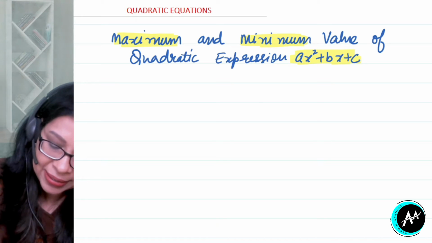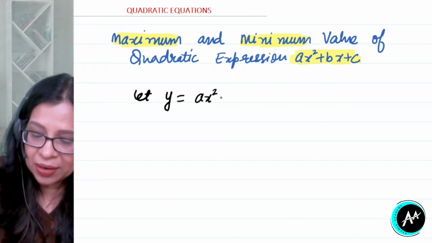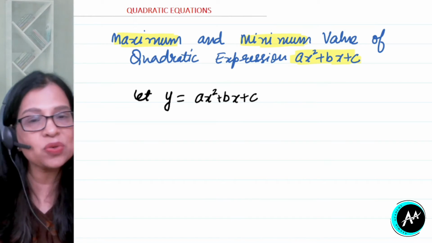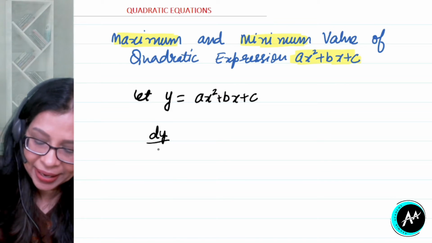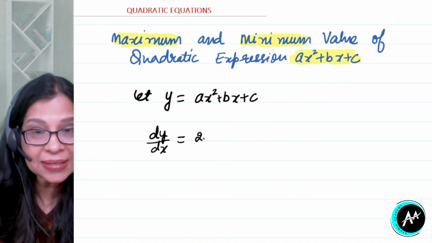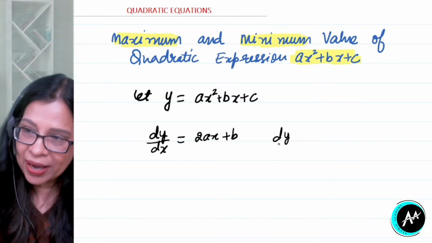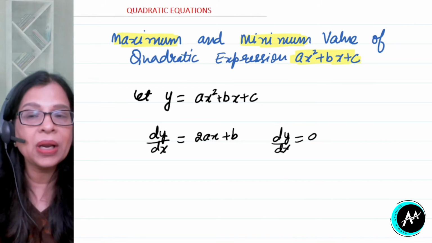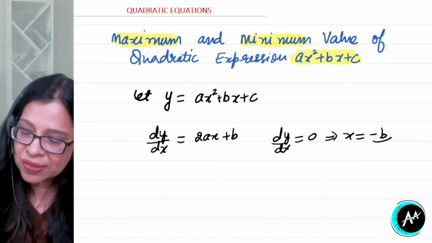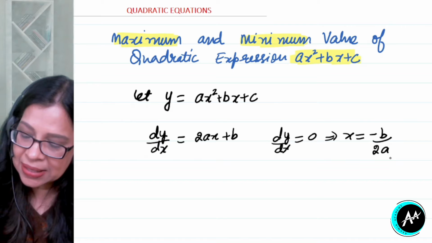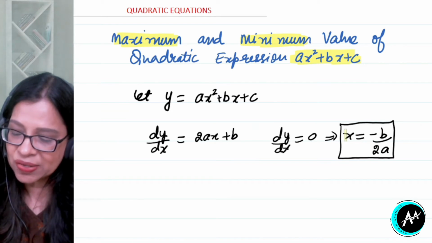So let us denote it by y. So let y be equal to ax square plus bx plus c. So this is the function. Let us differentiate it once. So I have dy by dx equal to, what do I get as the derivative? 2ax plus b. Now let us put this dy by dx equal to 0. If we put it equal to 0, what are we getting? x is equal to minus b upon 2a. So this is the point that we are getting. What is it? That x is equal to minus b upon 2a.